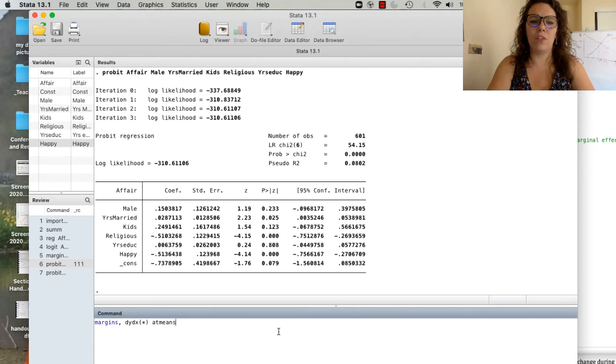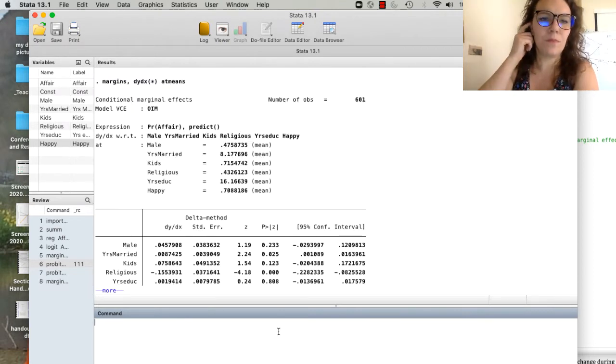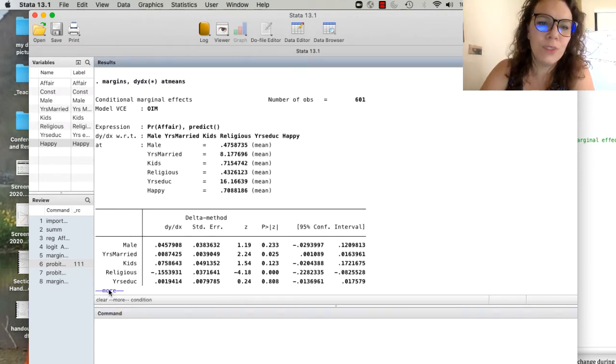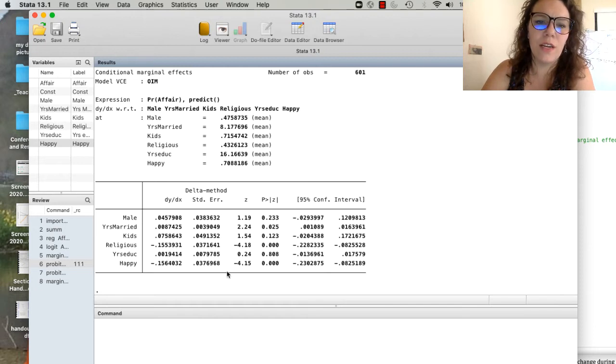Get the marginal effect at the mean. And here we have pretty similar marginal effects, right? We still have the same level of significance for happy and religiosity. We'd interpret those coefficients in the same way.